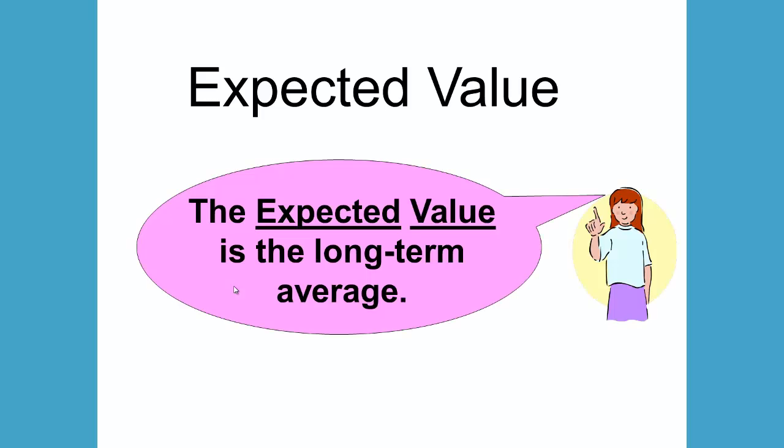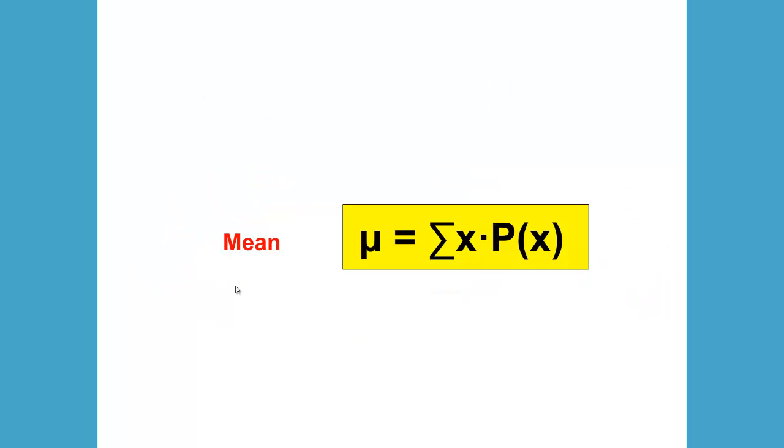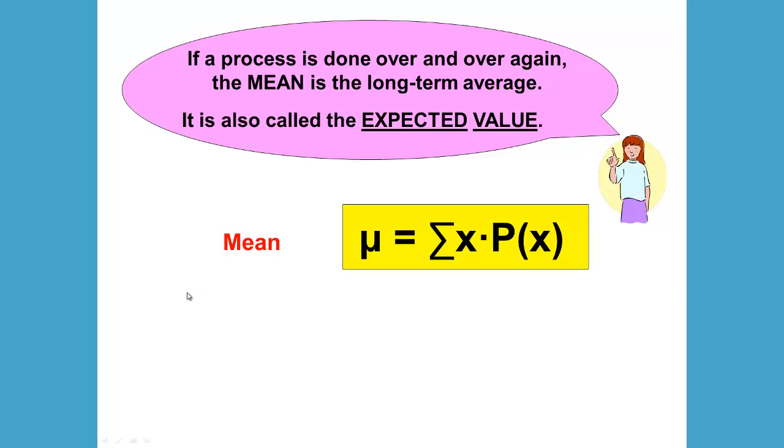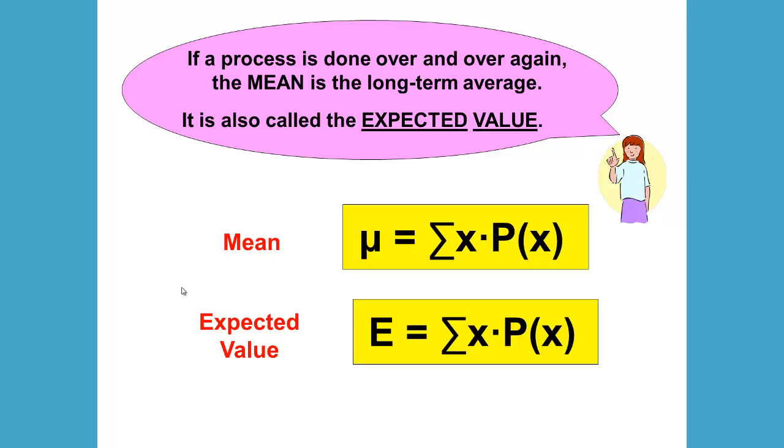Expected value seems to be a concept that gives students trouble, so this is a good video to help review the concept and topic. The expected value is the long-term average. We will refresh ourselves by repeating the formula for the mean, which is the sum of x times p of x. If a process is done over and over again, the mean is the long-term average. It is also called the expected value. This tells us that the formula for the expected value is the same as the formula for the mean, or the formula for expected value is the sum of x times p of x.